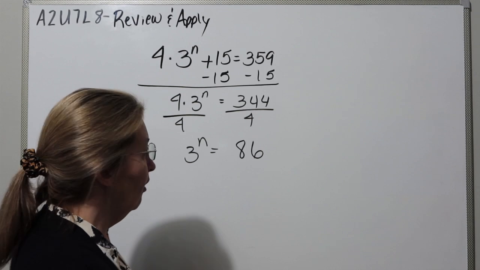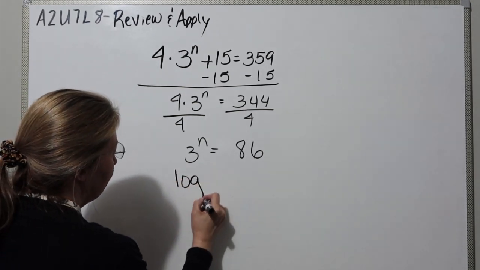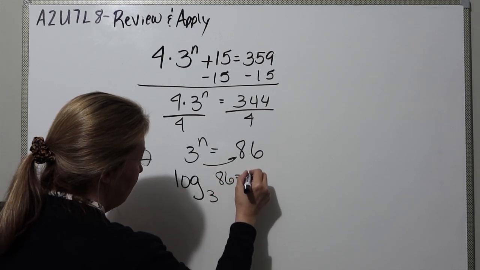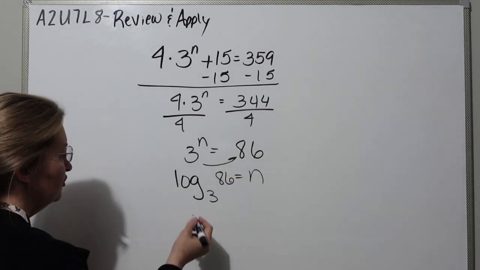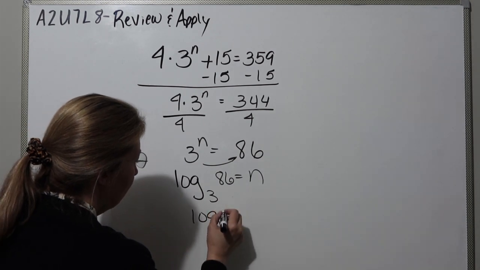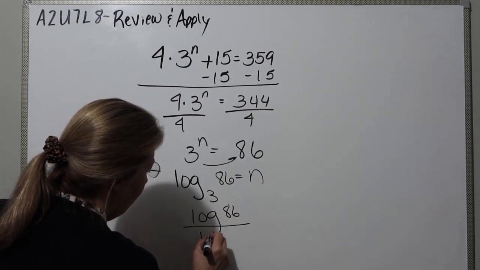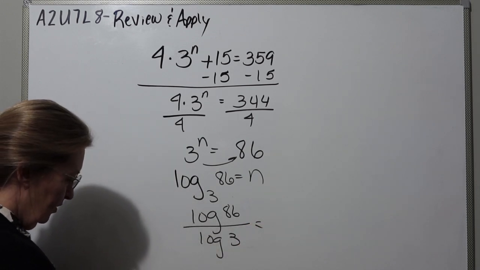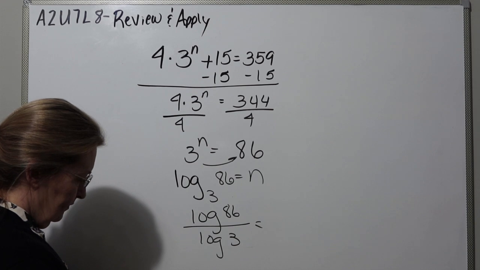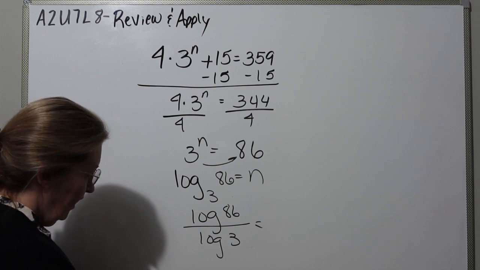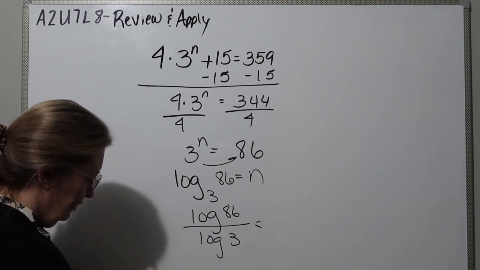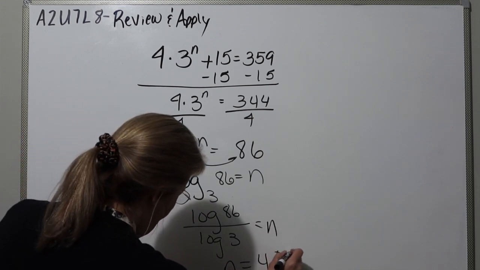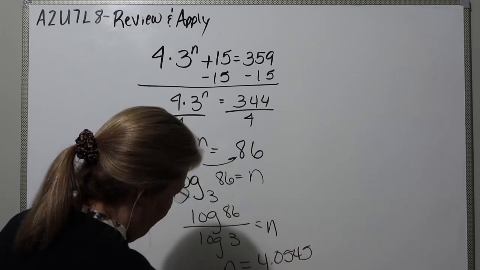I have a true exponential now. So I'm going to go to my logarithm. It's going to be log base 3, swing over here to the 86 equals n. And let me do my change of base formula. I've got log of 86 over log of 3, and that's a calculator problem there. So 86 log divided by 3 log equals, n is equal to 4.0545. Okay?